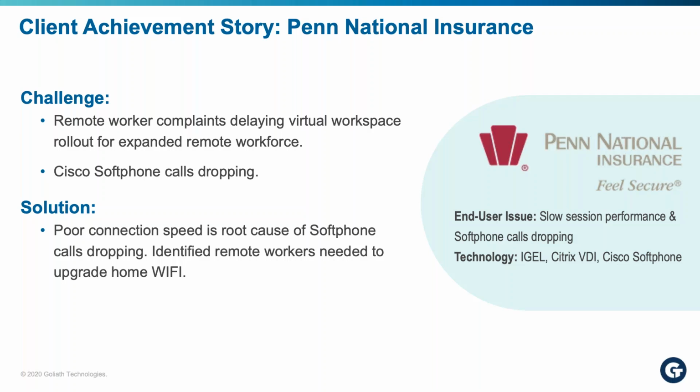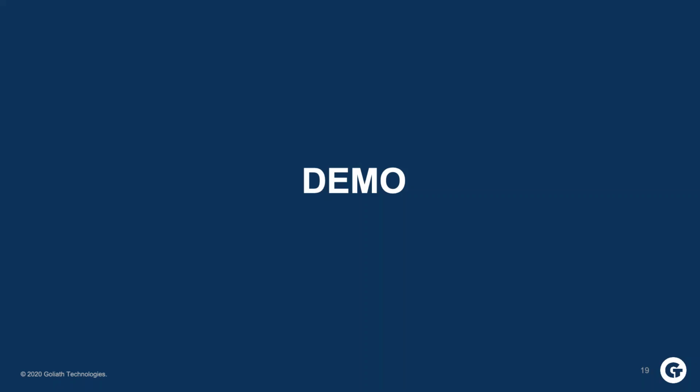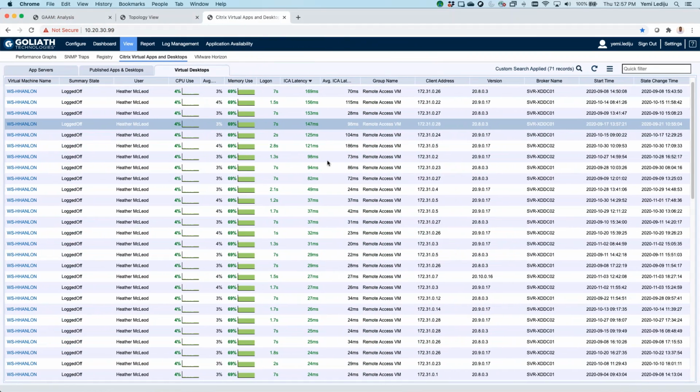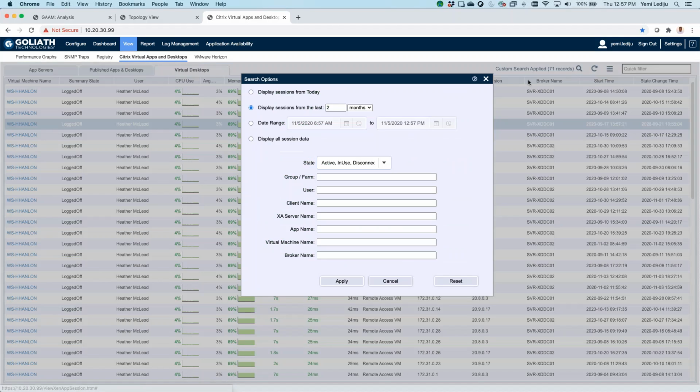Yemi, do you want to walk through a demonstration to show how we're able to give that visibility? Absolutely. Yeah, and exactly where Penn National would go when a user calls in complaining about slowness is this page here. This is the Citrix virtual apps and desktop session display. This is where all of the sessions in the environment would populate, and where you can go back historically and take a look at sessions.